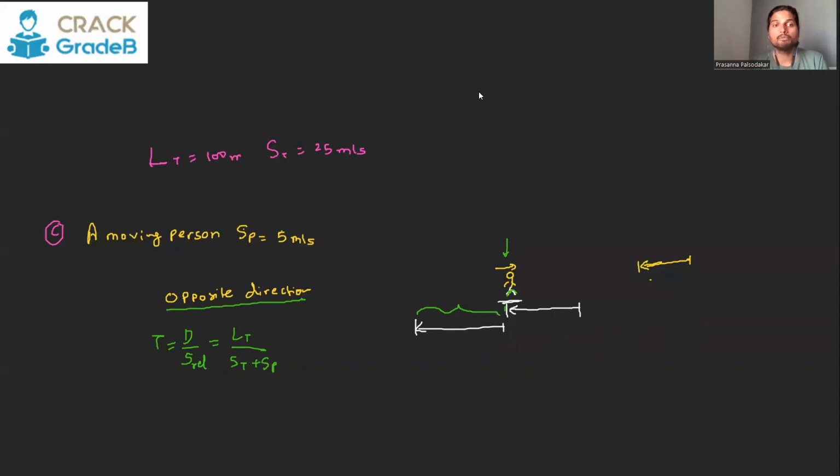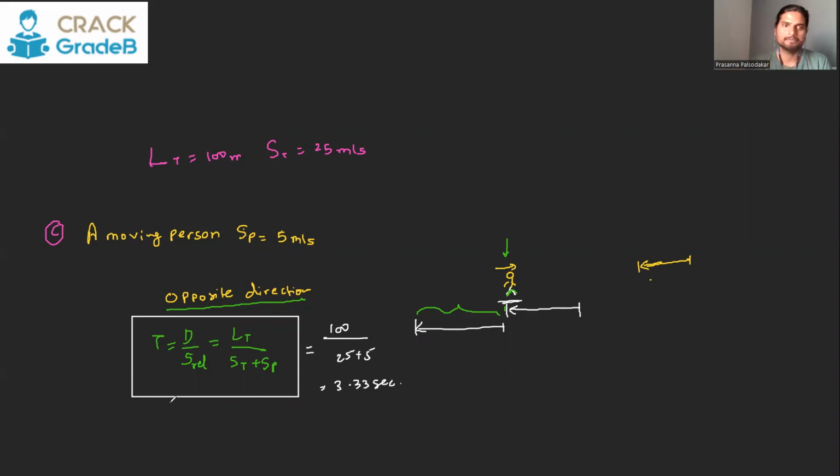Now this becomes the formula for us when a train crosses a person who is moving. Then you can just put in the figures. Length of train is 100, speed of train is 25, speed of person is 5. So 100 upon 30 is going to be 3.33 seconds.